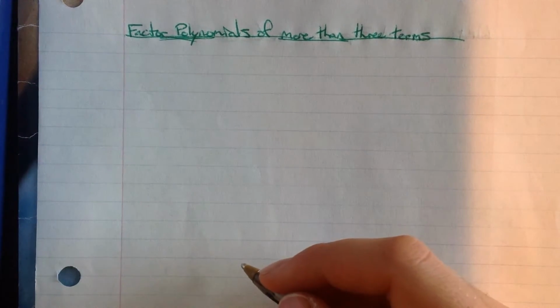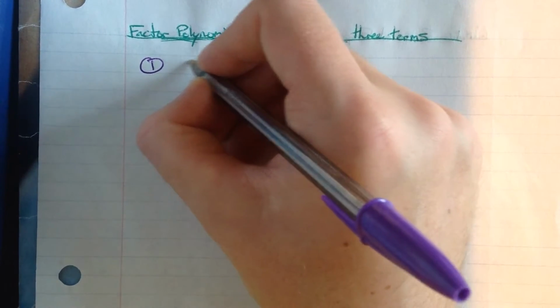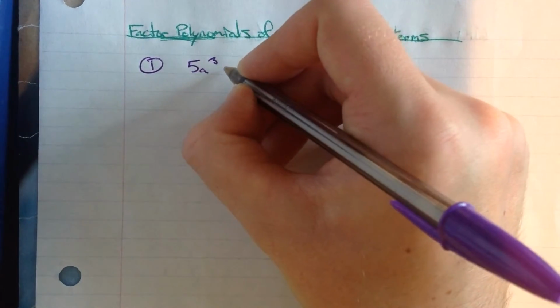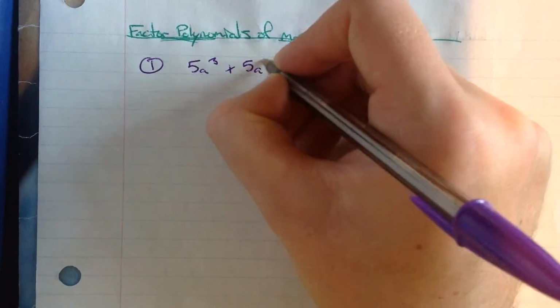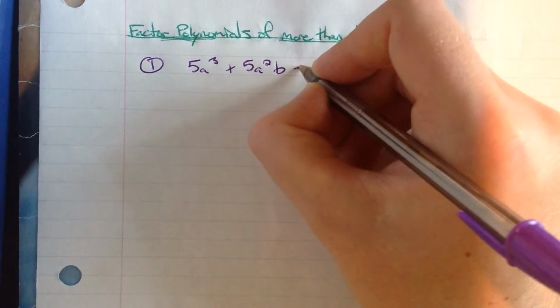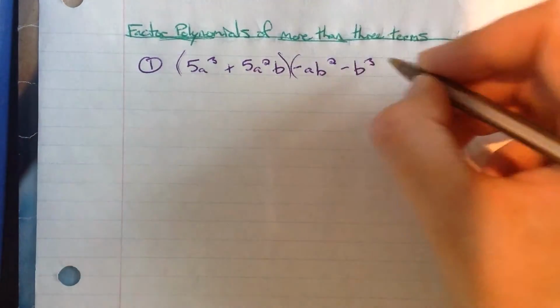Factoring polynomials of more than 3 terms. So sometimes this could be something like grouping. Sometimes this could be considering portions of it and seeing what we share in common. So say, for example, I have 4 terms.